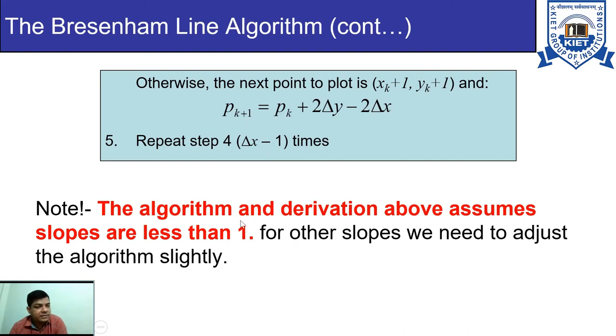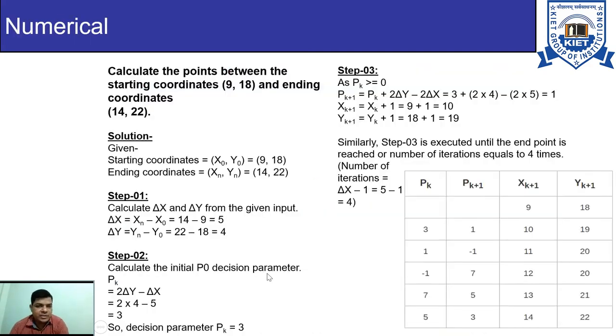And as we have already seen, this algorithm is designed for the slope less than 1, and for the other slopes we need to adjust the algorithm slightly. So here is a numerical of Bresenham's algorithm, and in this you can see that we have to plot a line whose endpoints are 9,18 and 14,22, and whenever you are calculating the slope of the line, it is always less than 1.